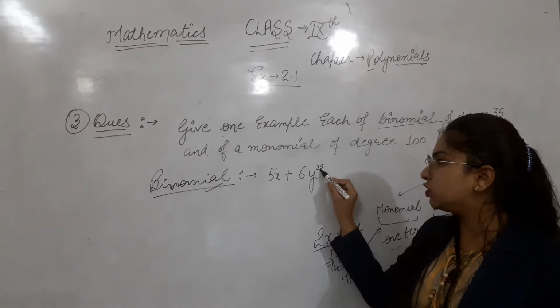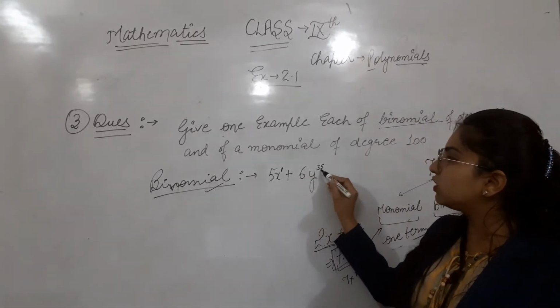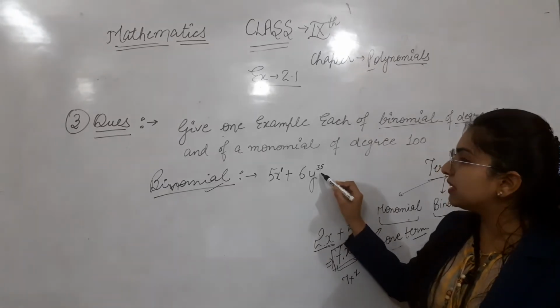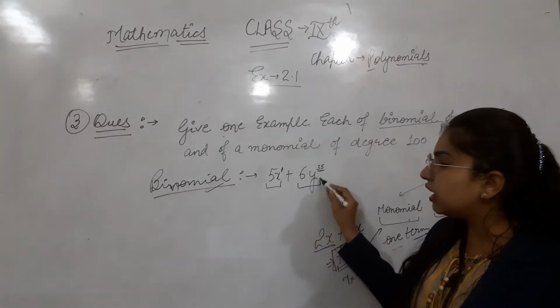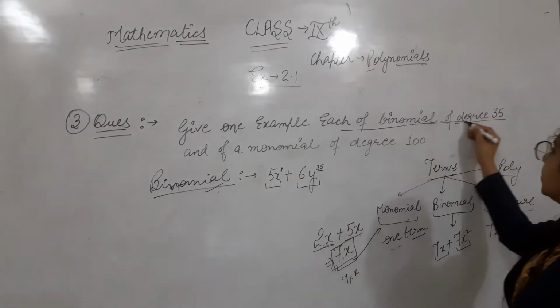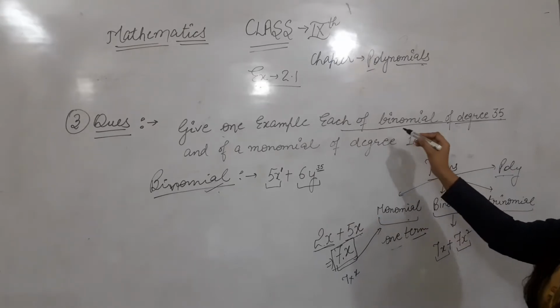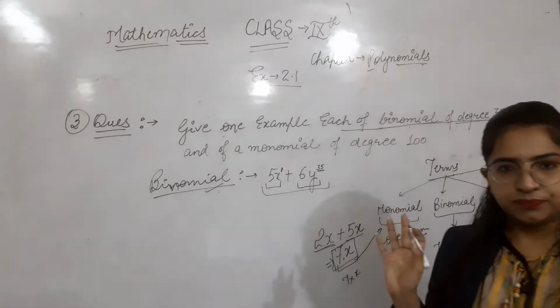So I am taking y raised to power 35. The highest power is here x raised to power 1. Here y raised to power 35. Now the maximum power is 35. Degree is 35. And here it is 2 terms. There are 2 terms, no? Then it will be binomial. First condition is completed. What he has told? Binomial of degree 35. Now this is done.